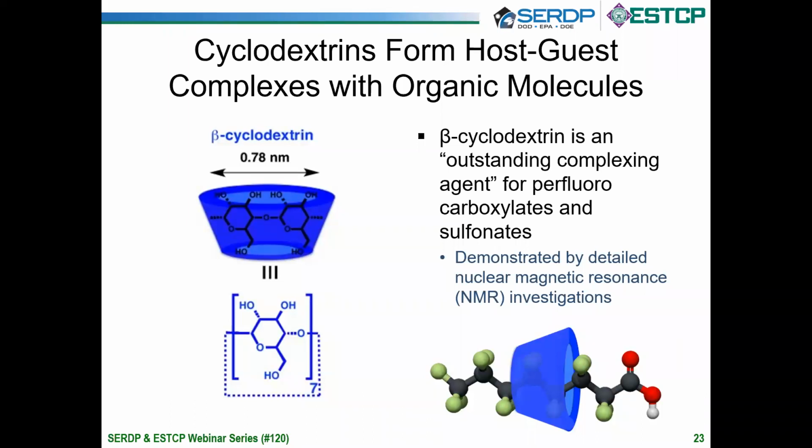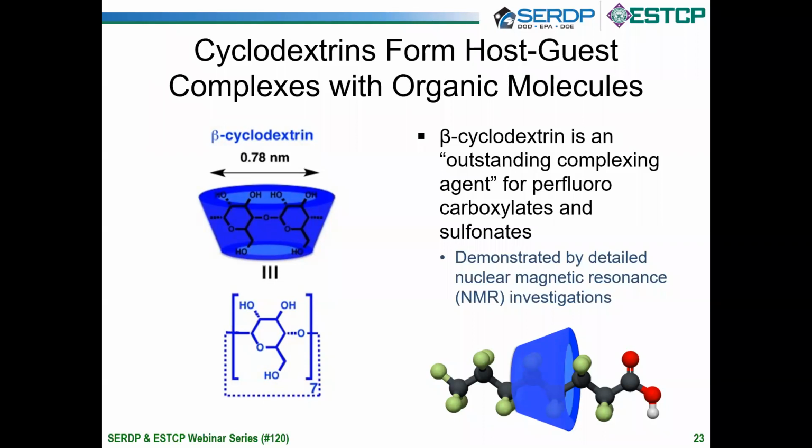These simultaneous hydrophilic and hydrophobic properties make cyclodextrins quite useful for a variety of industrial and commercial applications, including drug delivery and as a key ingredient in household odor eliminators. A number of studies over the years have used a technique called nuclear magnetic resonance to study the ways in which organic molecules bind in the interior cavity of cyclodextrins. And one such study demonstrated that beta-cyclodextrin is an outstanding complexing agent for perfluoroalkyl acids, and the data suggests that one PFAS molecule can be threaded into the interior cavity of beta-cyclodextrin and sequestered, as shown in the schematic in the bottom right of this slide.